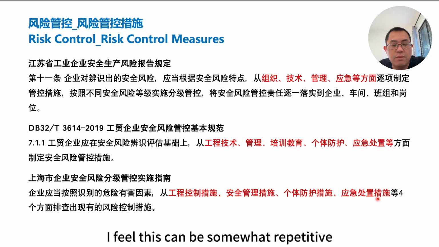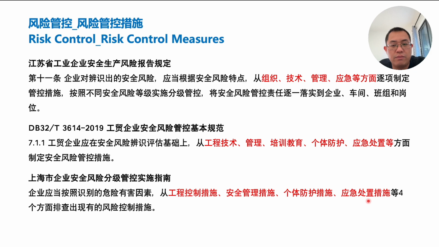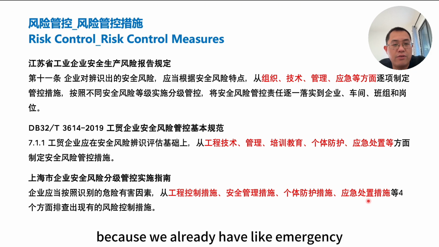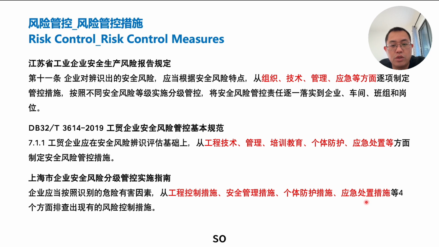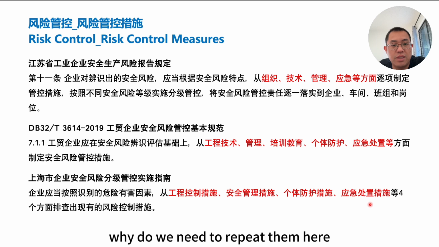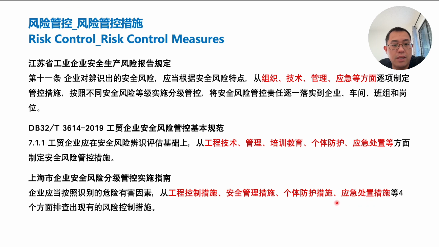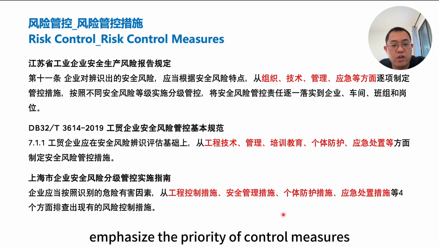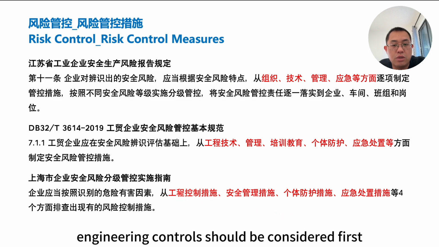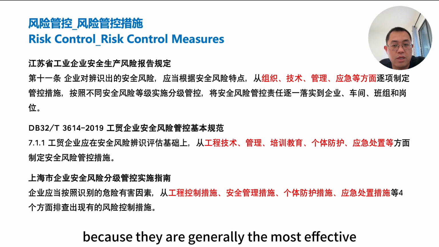Personally, I feel this can be somewhat repetitive because we already have emergency response plans in place for some risks. So why do we need to repeat them here? And also, I think the regulations should clearly emphasize the priority of control measures. Engineering controls should be considered first because they are generally the most effective.